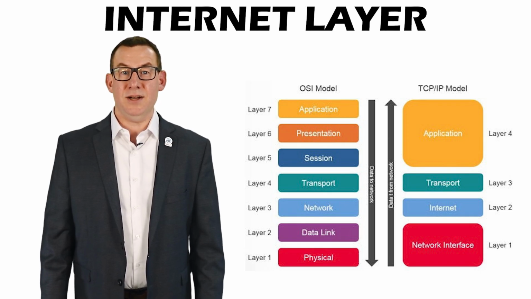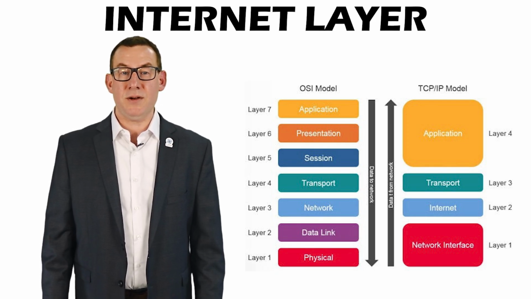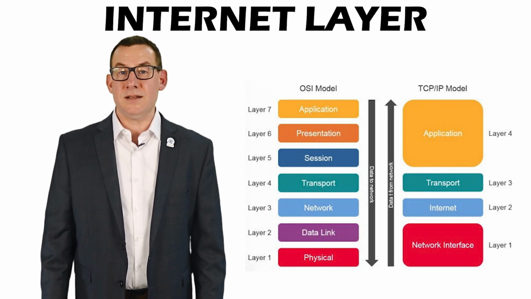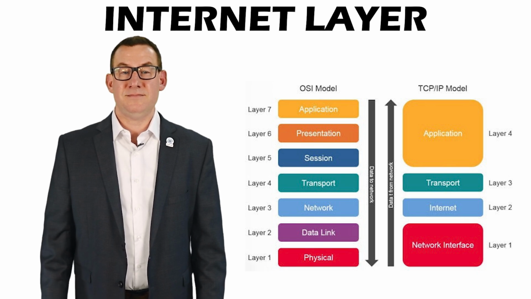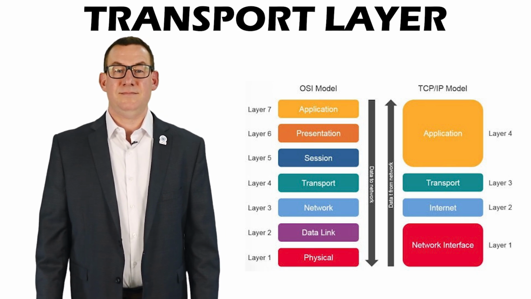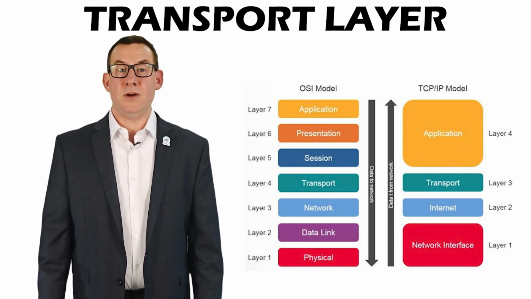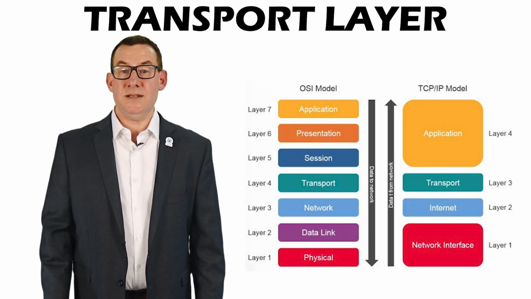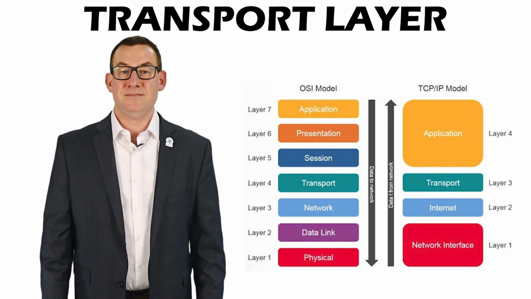Next is the Internet layer. The Internet layer handles IP addressing and routing. The Internet layer is equivalent to the OSI network layer. The next layer in the TCP/IP model is the transport layer. The transport layer manages TCP and UDP connections between devices. The transport layer corresponds to OSI's transport layer.